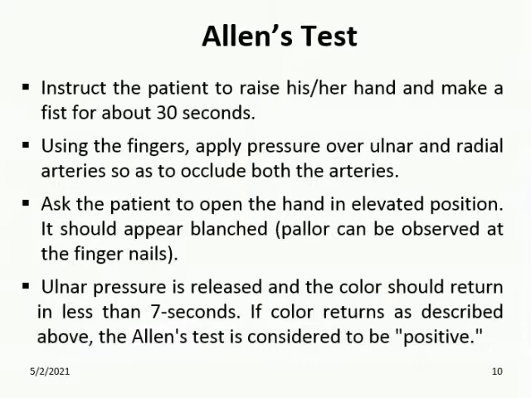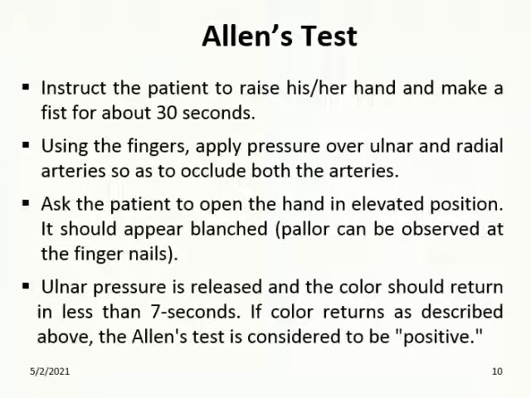Allen test. This test is done to assess the patency of the ulnar and radial arteries. To perform this test, instruct the patient to raise his or her hand and make a fist for about 30 seconds. Using the fingers, apply pressure over the ulnar and radial arteries so as to occlude both arteries. Then ask the patient to open the hand in an elevated position.